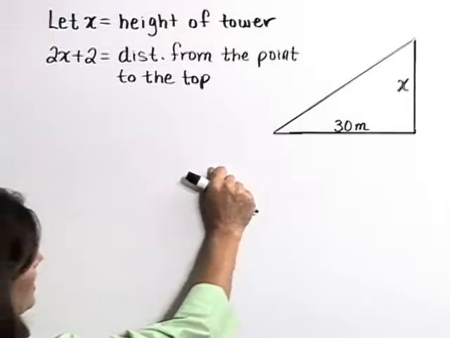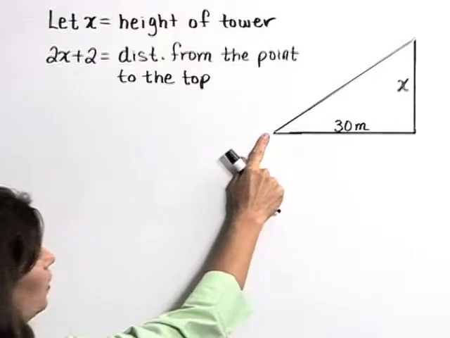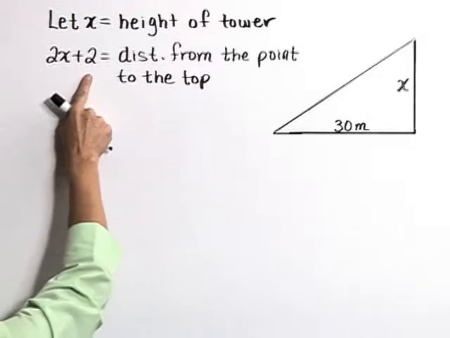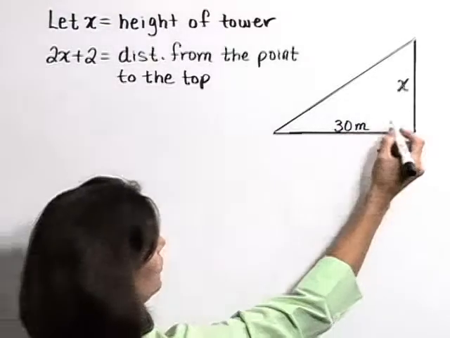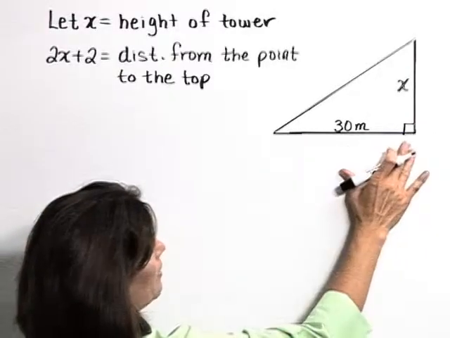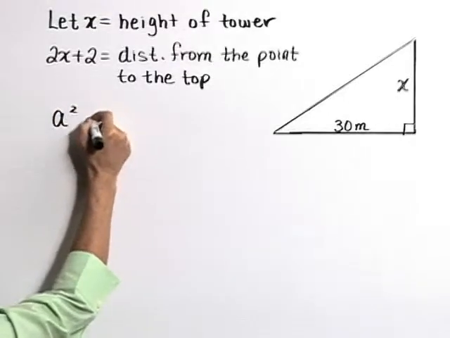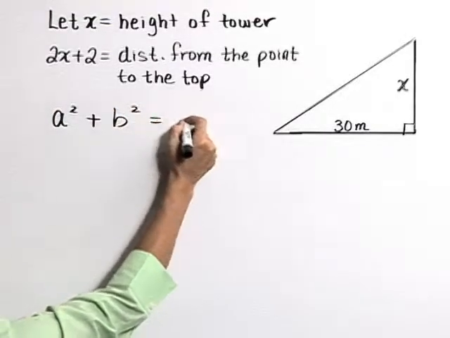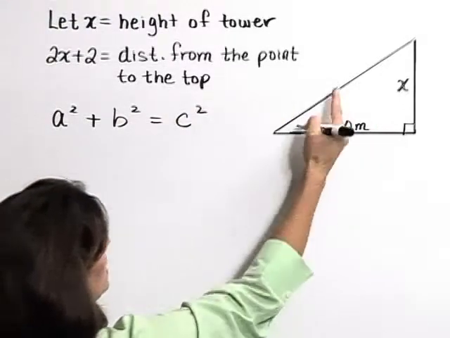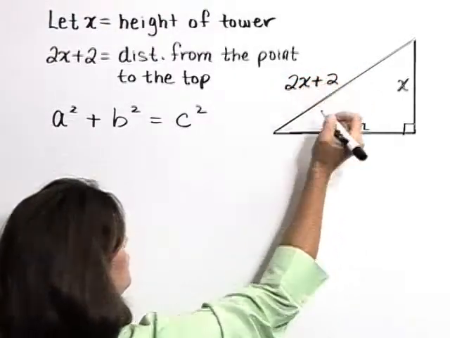We're told that our distance from our point to the top of the tower is 2 meters more than twice the height. So let's describe that distance as 2x plus 2. Now, we're going to assume that this tower and the ground form a right angle so that we can use our Pythagorean theorem, a squared plus b squared equals c squared, to relate the three sides of this triangle. Now, we've denoted this distance as 2x plus 2.